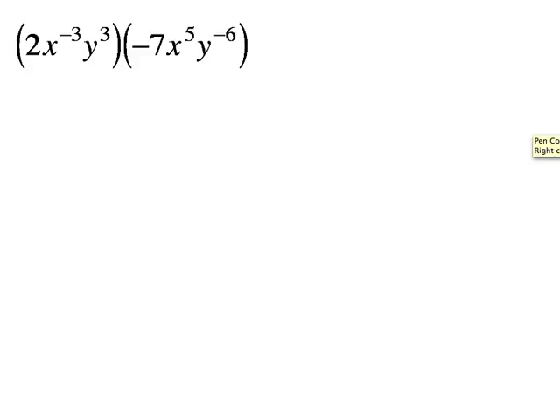So now we're going to be looking at a lot of examples. And the reason why we look at a lot of examples is because there's a lot of things you can do with polynomials.